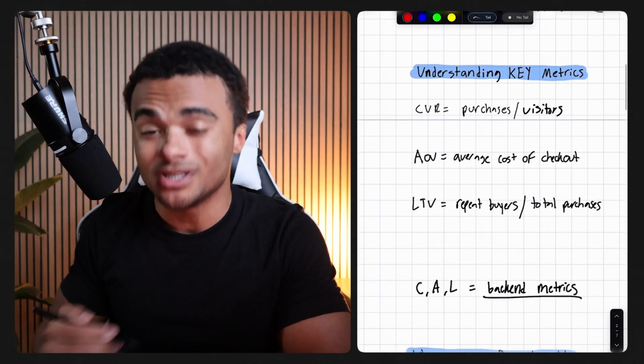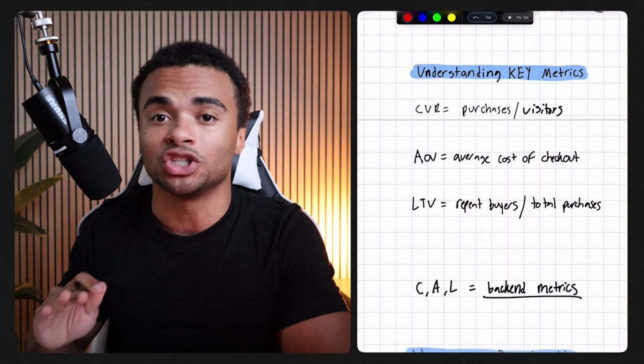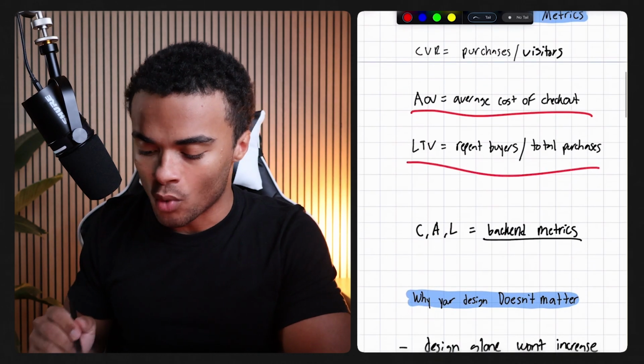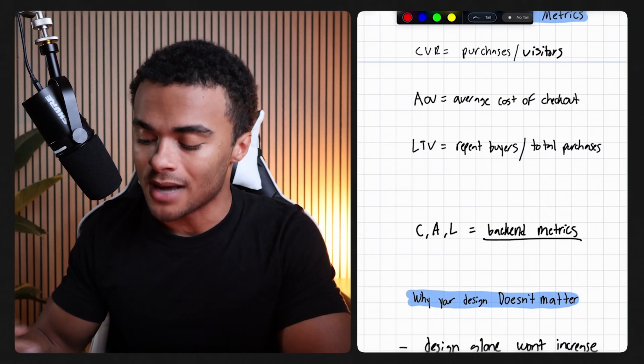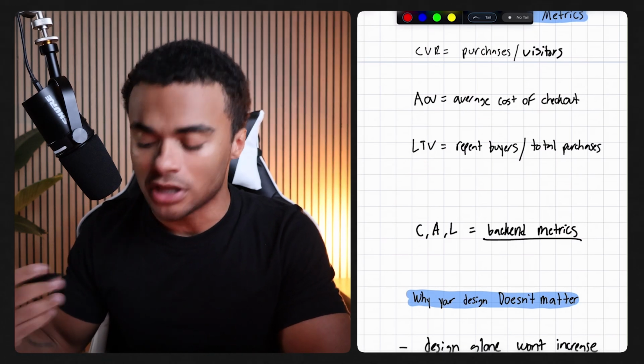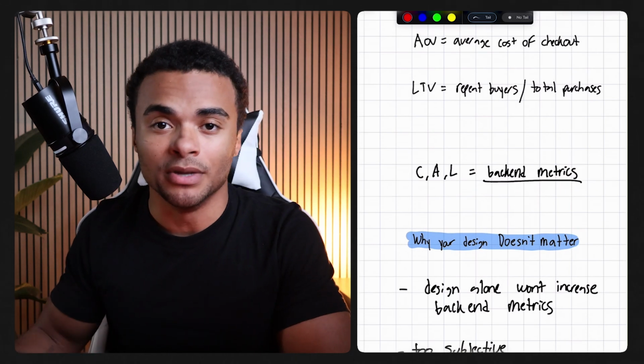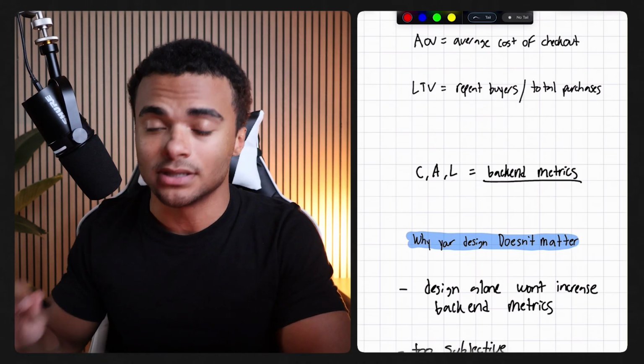Average order value is what's the average cost of checkout that your customers are actually putting at checkout. Very important thing, helps you be profitable. Lifetime order value is the repeat customers divided by the actual total purchases. So how frequently are these customers coming back? These 3 together are what I like to call the back-end metrics of your business. Overall, the lifeline of your business, super important.